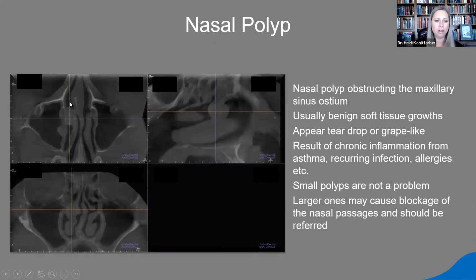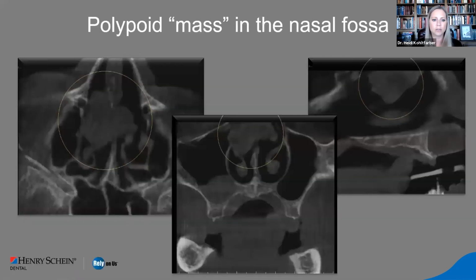We can also see little nasal polyps. You can see a couple little nasal polyps in here. Almost looks like little grapes, doesn't it? So a little kind of teardrop or grape-like. But these are a result of chronic inflammation. We can see this with allergies, infections, asthma, that sort of thing. But they can also obstruct the maxillary sinus ostium. Now, small polyps tend to be fairly normal, maybe not a problem, but larger ones definitely can obstruct the airway space. And we usually do mention these. In fact, some of these, especially this size, you'll probably want to go ahead and send on just to be looked at. Make sure we don't have anything else going on because, again, we can't differentiate those soft tissues.